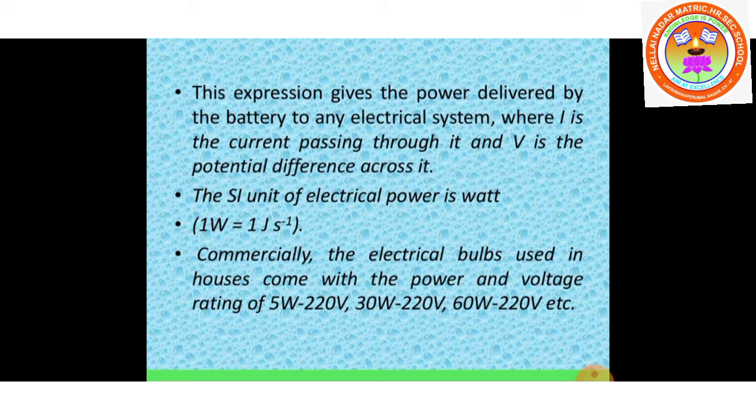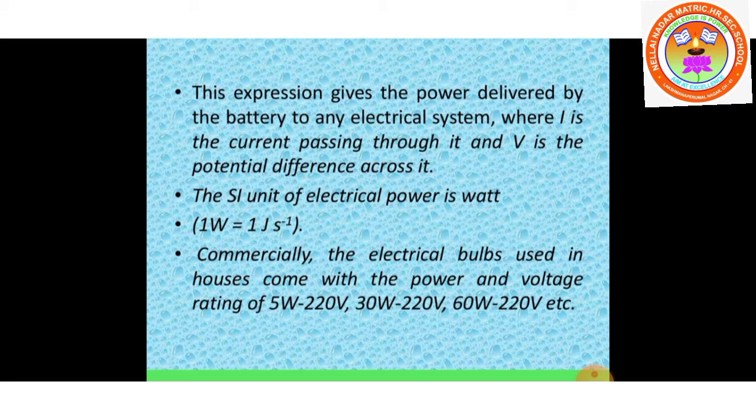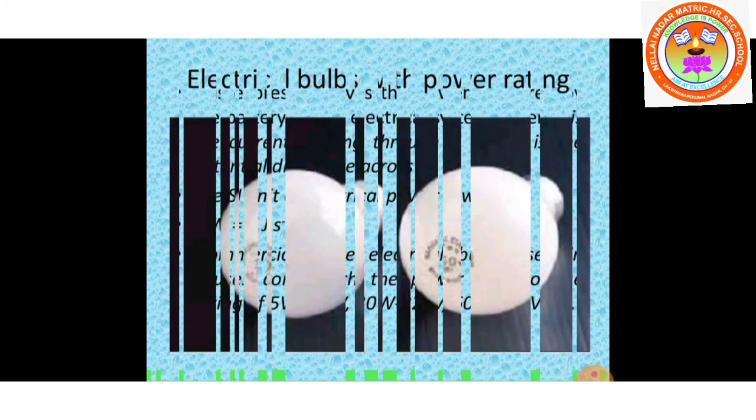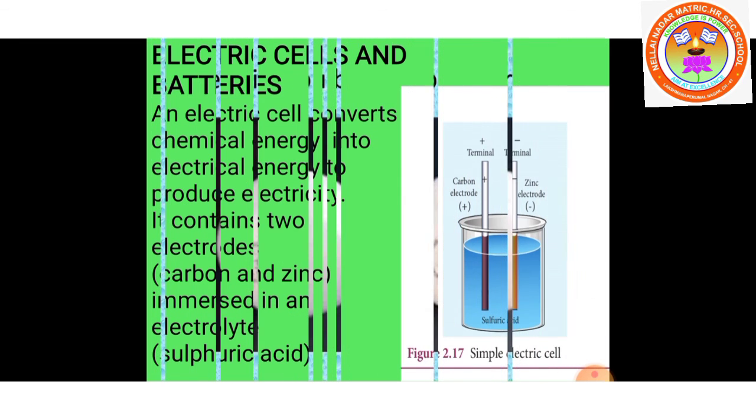Commercially, the electrical bulbs used in houses come with a power and voltage rating of 5 watts 220 volt, 30 watts 220 volt, 60 watts 220 volt. It is also mentioned on the bulb. You can see that. This is a 30 watt bulb, this is a 60 watt bulb. That is also mentioned on the bulb.